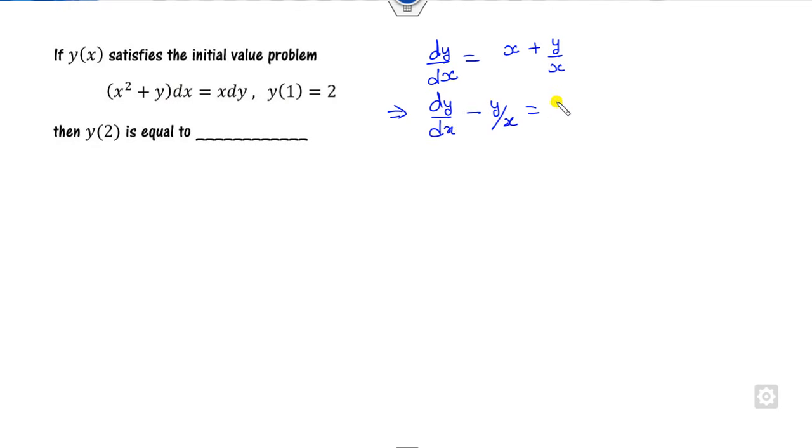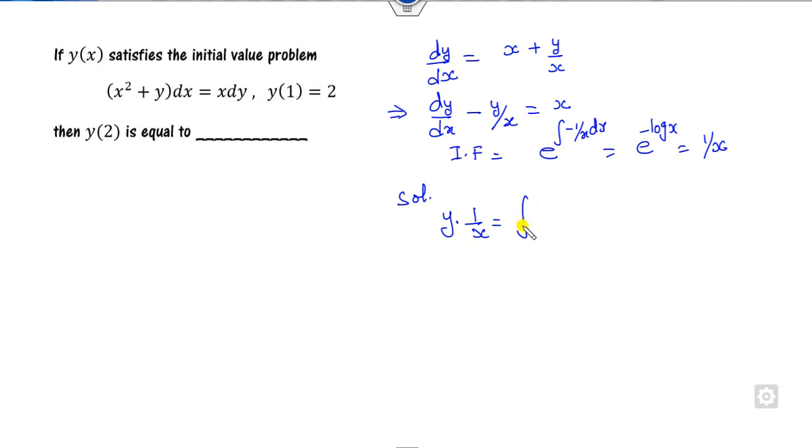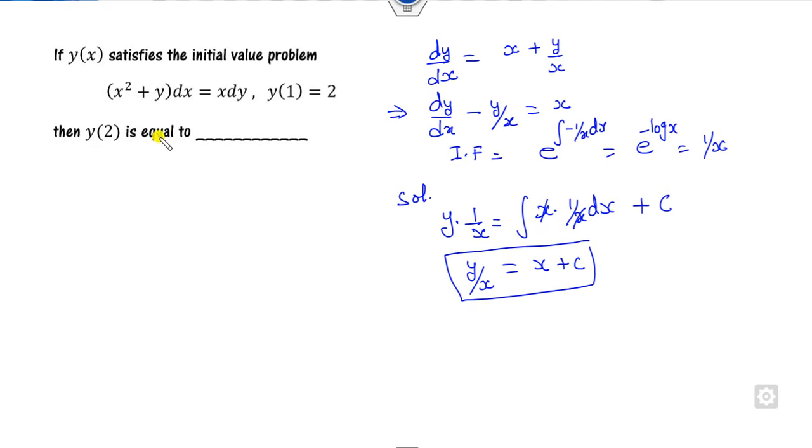The term y over x is my x. So clearly, what is the integrating factor? e raised to the power ∫p dx. This is e^(−log x), which is 1 by x. So what is the solution of the problem? y times the integrating factor equals the right-hand side x times the integrating factor, integrated, plus c. So y over x is x plus c.